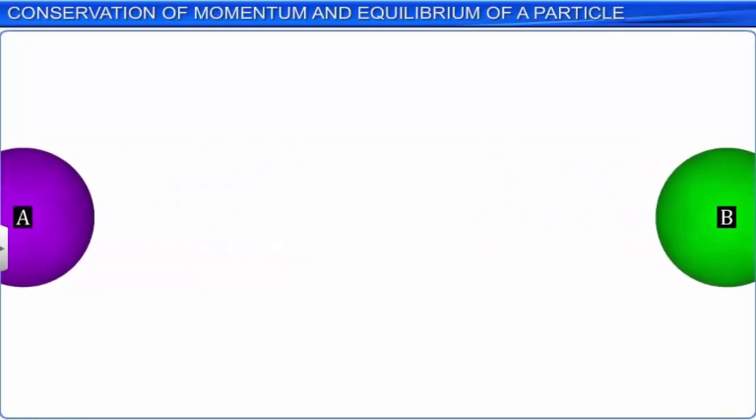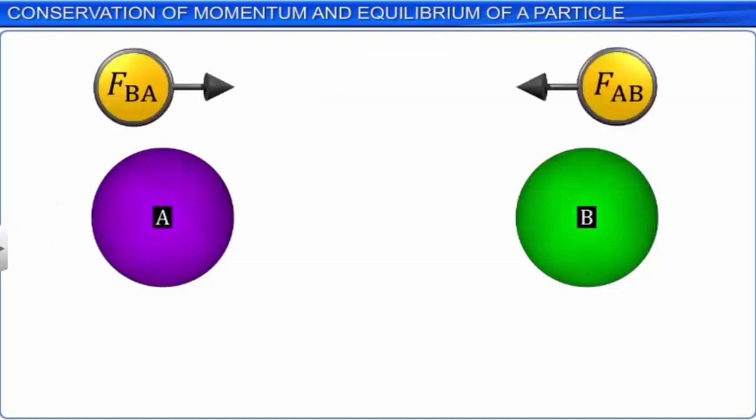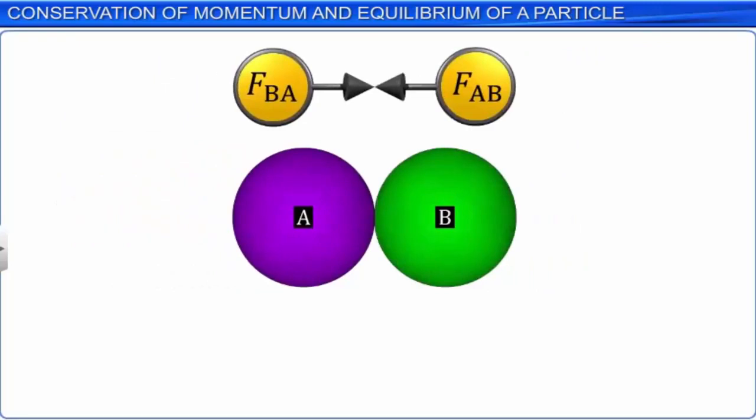Let the initial momentum of A before collision be PA, and the initial momentum of B before collision be PB. When A and B collide, there are two forces created, one on each body, for the same interval of time delta T. FAB is the force on A by B, and FBA is the force on B by A. These two forces are equal in magnitude but opposite in direction.